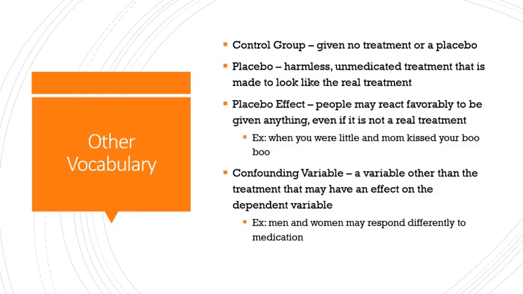All right, and then confounding variables. That's anything other than the treatment that might have an effect on our dependent variable. Okay, so for example, men and women may respond differently to medication. Okay, so in this case, gender would be a confounding variable.